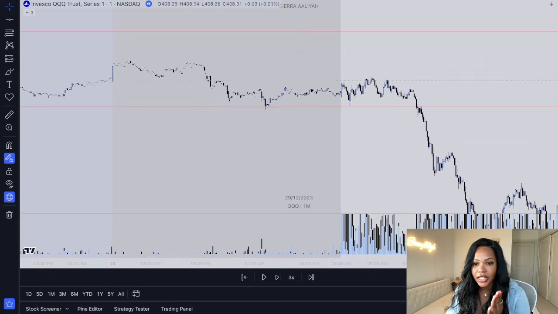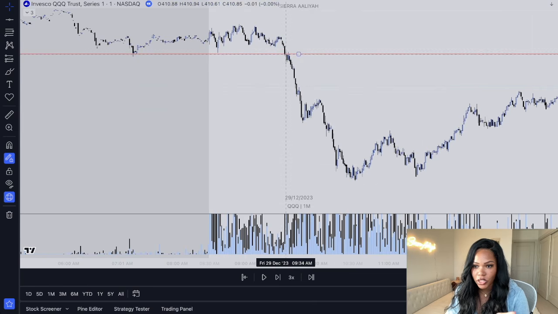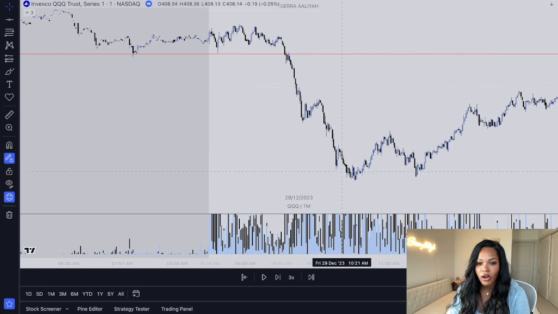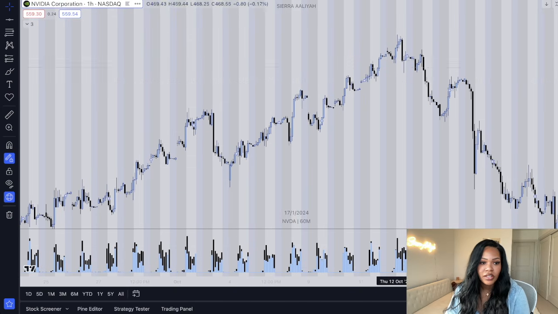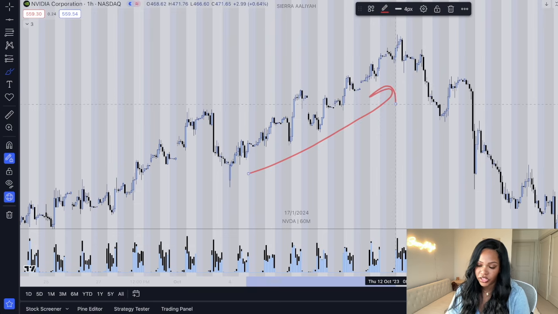So if we had just entered, let's say right here where the low was created, we could have taken QQQ all the way from 410 all the way down to 407. That would have been a beautiful trade right here on QQQ. Let's look at NVIDIA right here. So we see that NVIDIA is on a consistent uptrend throughout this portion, right?